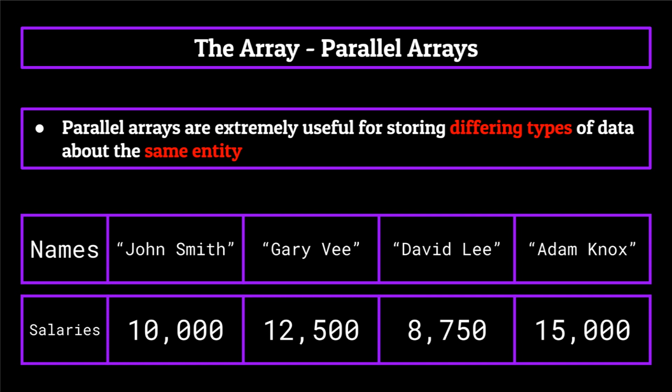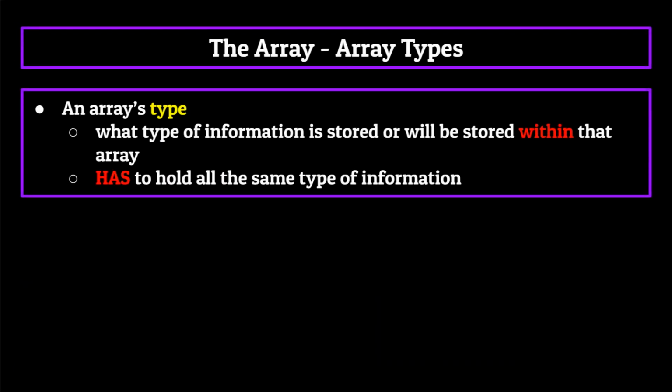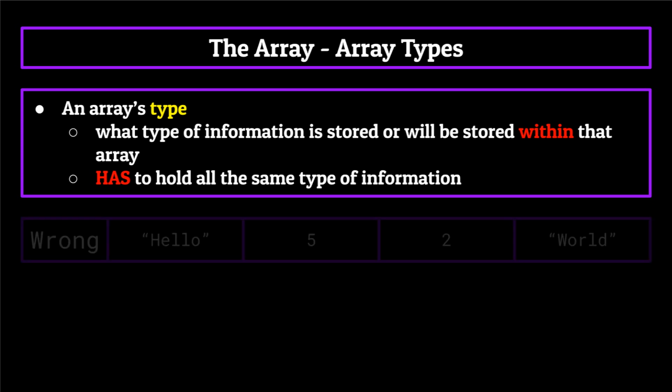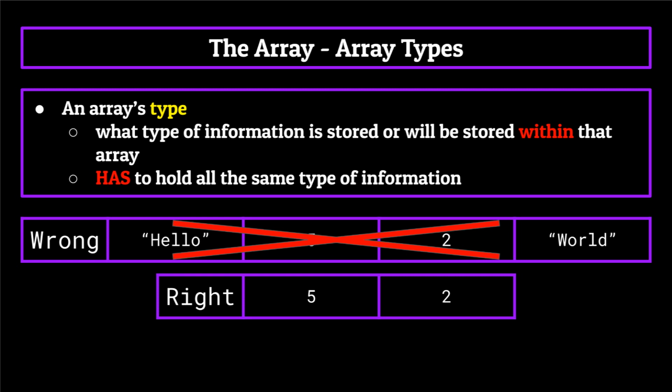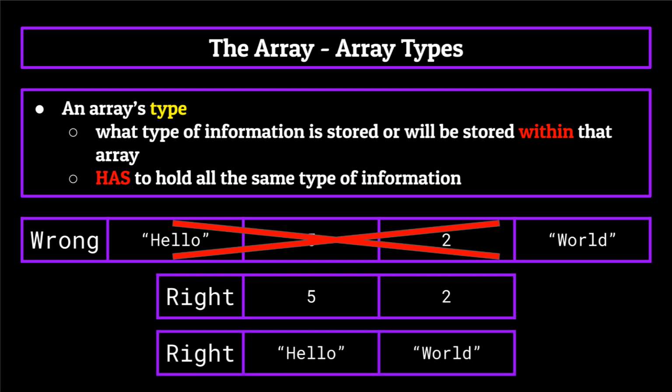Alright, tangent over. Let's get back to the attributes of arrays, and the second one we'll be talking about, the array's type. Now, an array's type is simply what type of information is stored or will be stored within that array. One of the biggest stipulations about arrays is that it has to hold all the same type of information. So you cannot have an array containing integers and strings. It would have to be either an array of only integers or only strings.